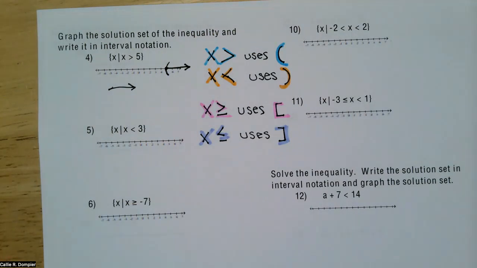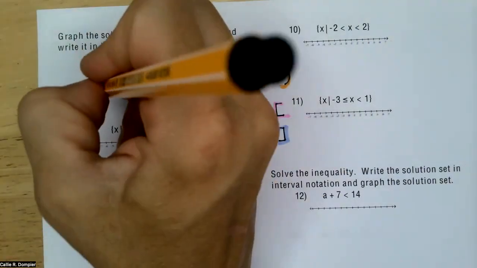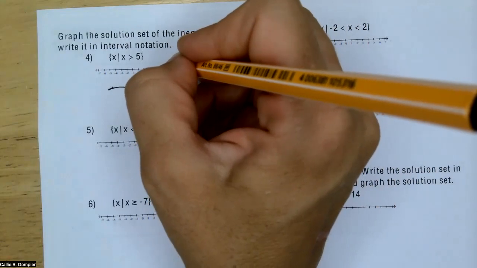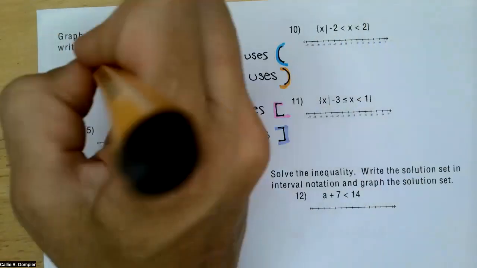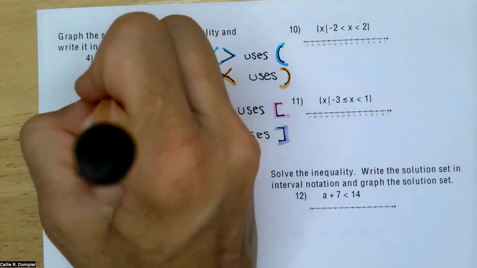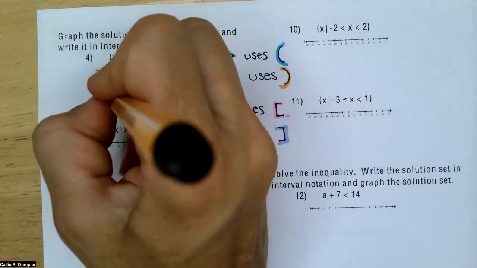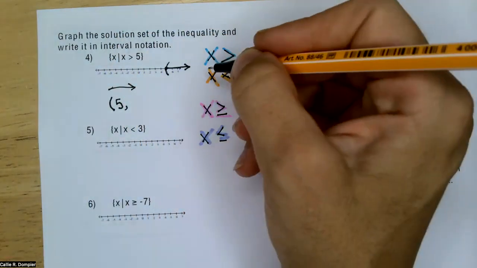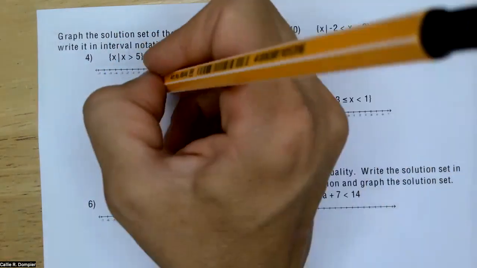Good. If we included 5, it would be a bracket, and we're done. That is the graph. And then interval notation, like we said, it's easier to write interval notation after you graph it. So I'm just going to read my graph left to right like I am reading a book. Left to right, I encounter a parenthesis. Where's the parenthesis? It's at 5, and then it's going to end. Ooh, it never ends. It ends with an arrow in the positive direction.